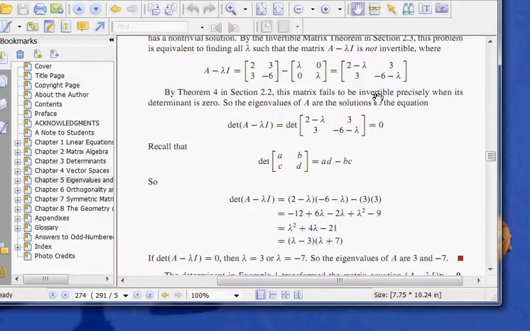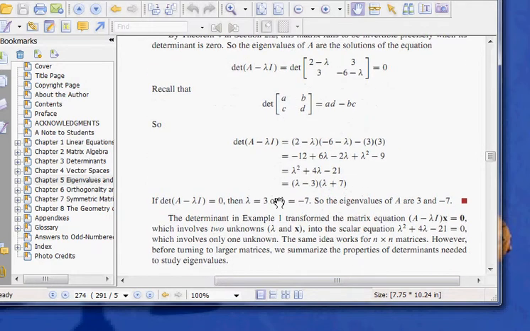So what do we have to do? Well, we know that when something is not invertible, the determinant is 0. So we find the determinant and set that equal to 0. The determinant is easy: ad minus bc. You calculate the determinant, you get this quadratic equation right here, lambda squared plus 4 lambda minus 21. You factor, you find that lambda equals 3 and lambda equals 7. Those are the eigenvalues.